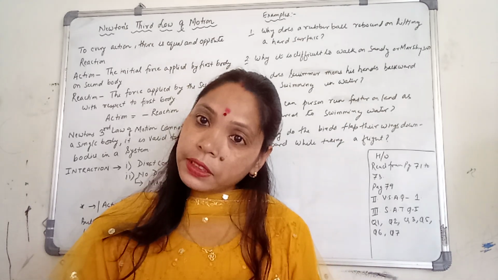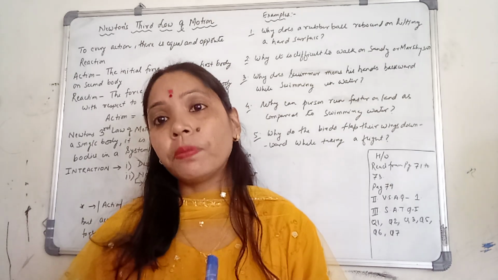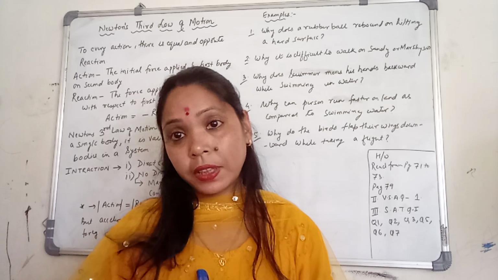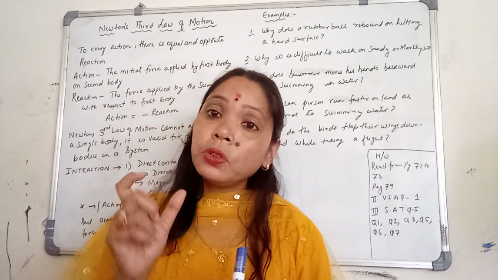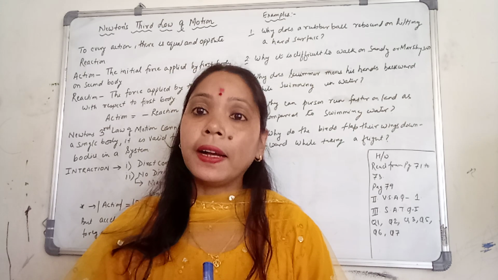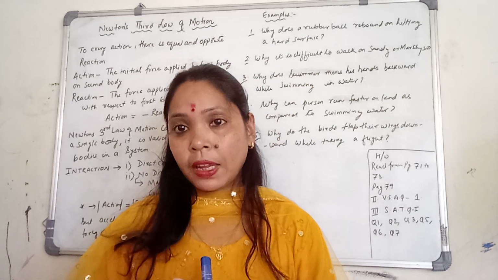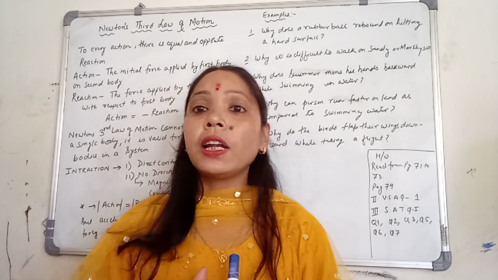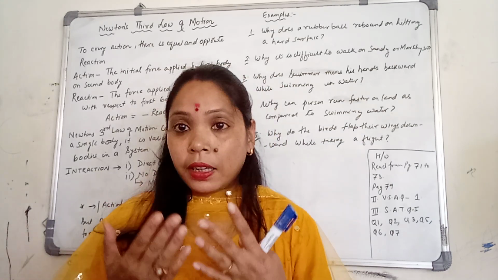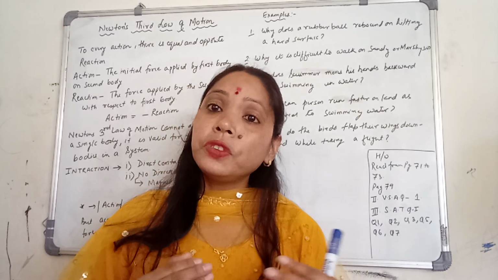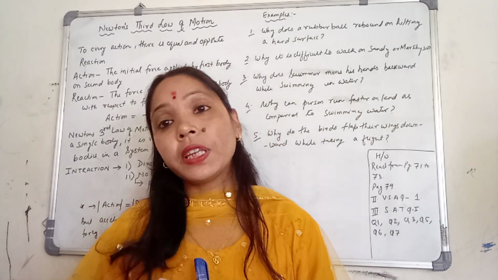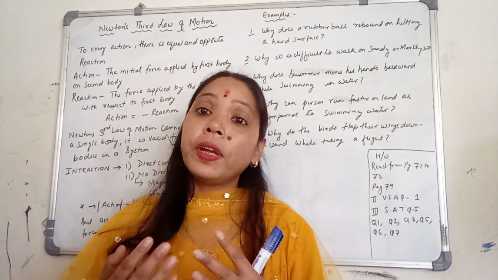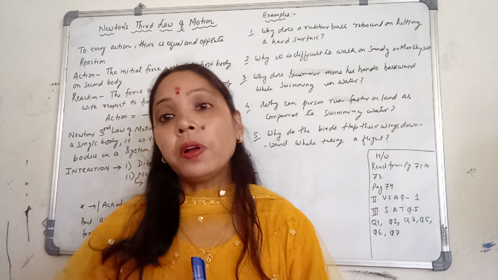A body remains in the state of rest or in the state of motion until and unless any unbalanced force is applied on that body. So this Newton's first law of motion is related to the unbalanced force, and it always defines the force. Now in Newton's second law of motion, the statement is the rate of change of momentum is always equal to unbalanced force, and from that expression we can find F equal to ma.